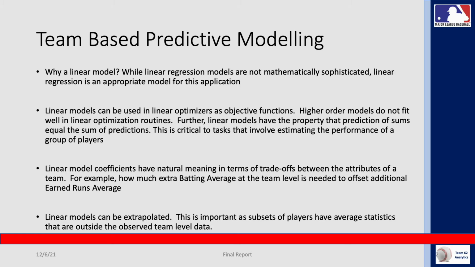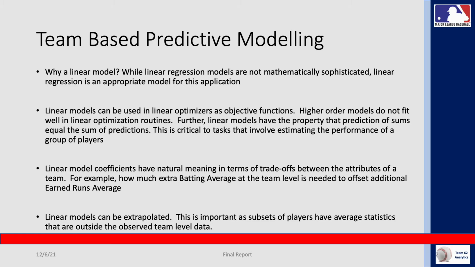Higher order models that you might see from things like random forest or neural networks are valuable in a predictive sense, but have some difficulty fitting into that linear optimization framework. So again, while we did run those models, and I'll talk about that in a bit, our final model was based on linear regression.